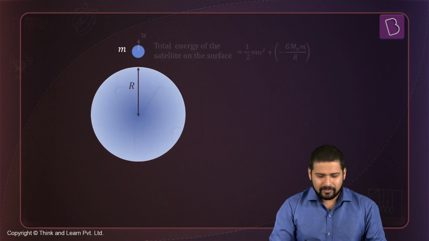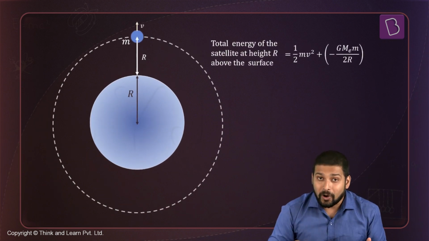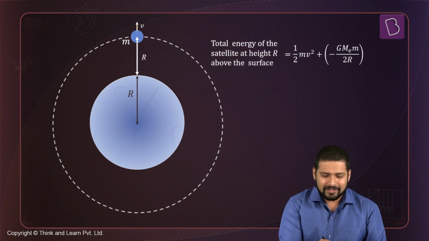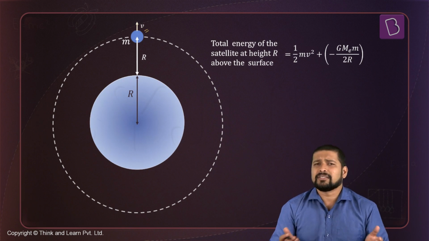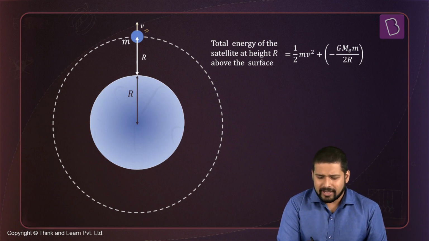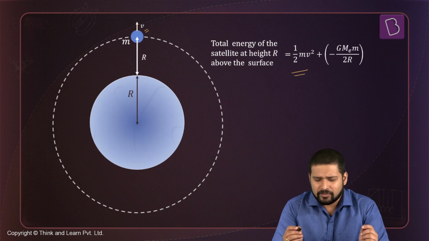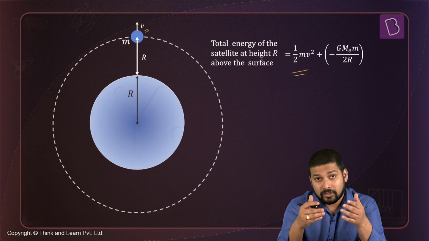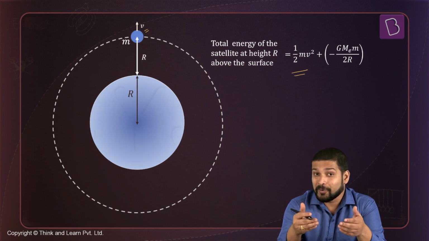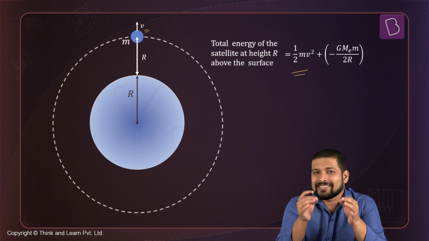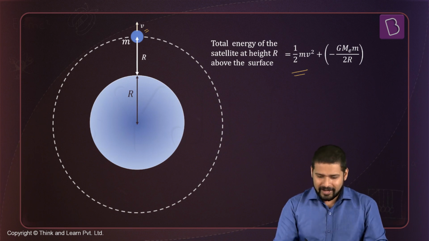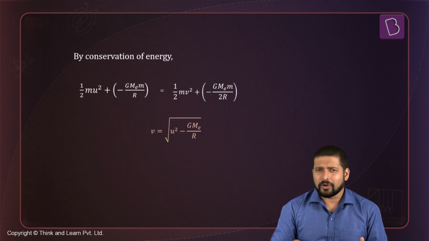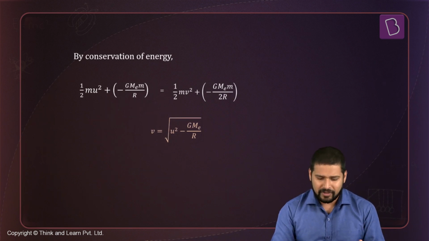Now once this is launched and it reaches the orbit, we can write the total energy at this point. Let's say the velocity it has is some value v. At that point the kinetic energy will be half m v squared, plus the potential energy, which will be minus G M_e m divided by 2r. Why 2r? Because now the distance is 2 times r. With this expression, by conservation of energy, you are going to get the value of v.